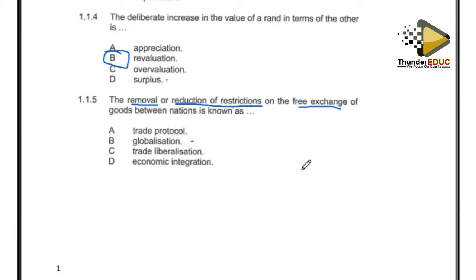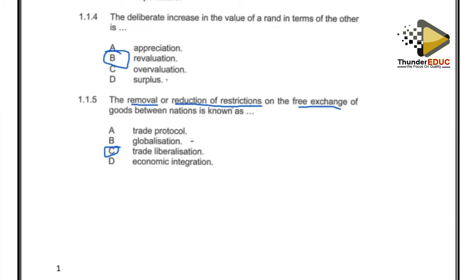So remember, trade liberation is the suspension or the removal of rules and regulations when it comes to the flow of goods and services between or amongst countries. So in this regard, it means that trade liberation takes into account the removal of restrictions when it comes to exports and imports of goods and services. Okay, right. So now our appropriate answer is going to be C.